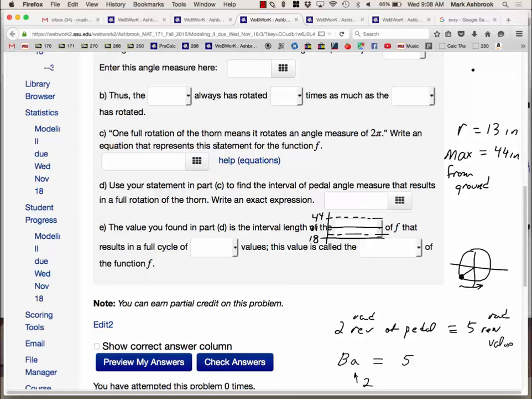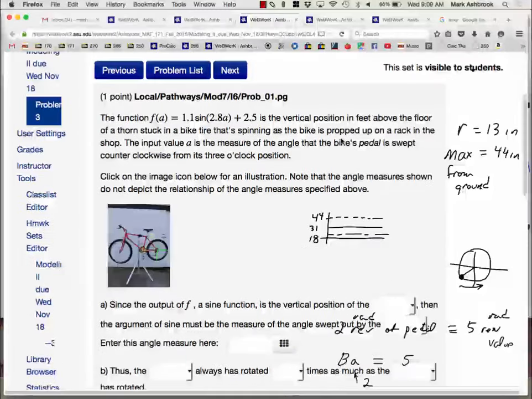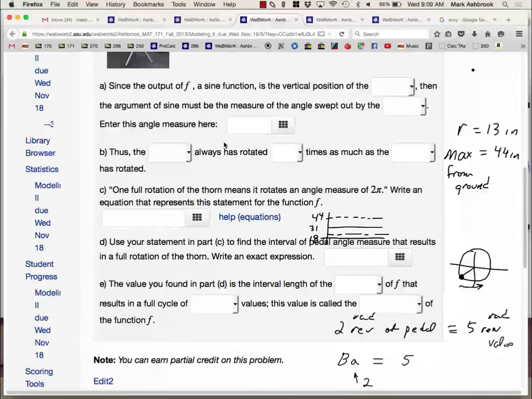1 rotation of the thorn means write an equation that represents the statement for the function f. So basically you're saying that this is the pedal angle measure, and this is the thorn angle measure, right? If this whole thing is about the thorn, then 2.8A is the thorn angle measure. So if we want to figure out the period, then we need that argument to equal 2 pi.